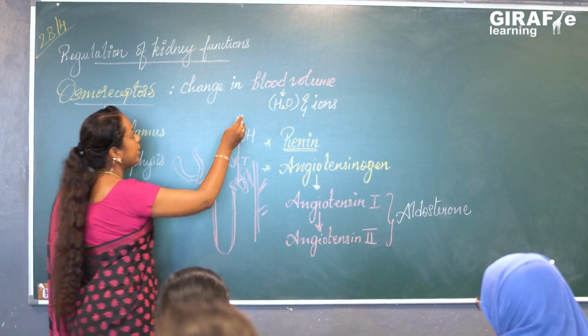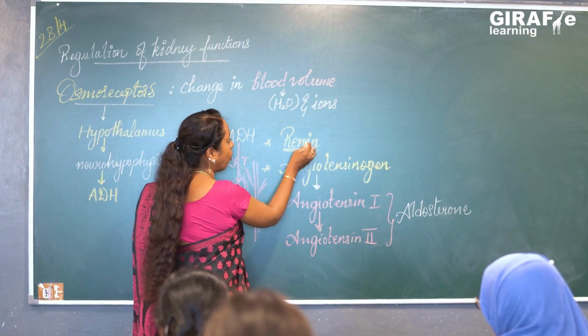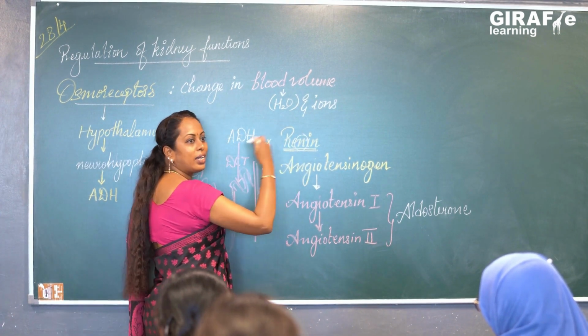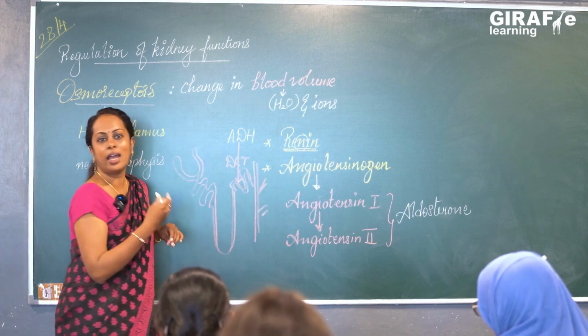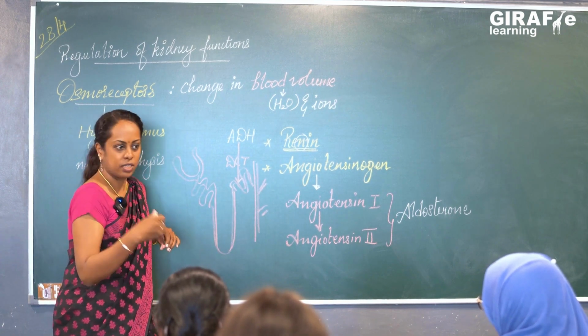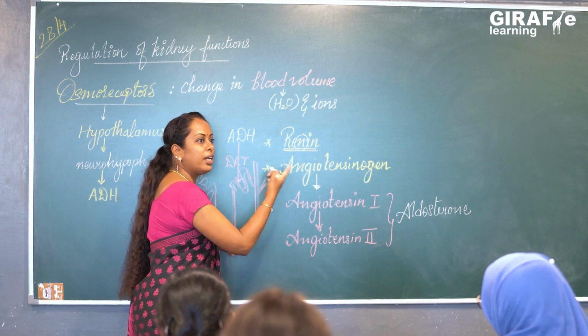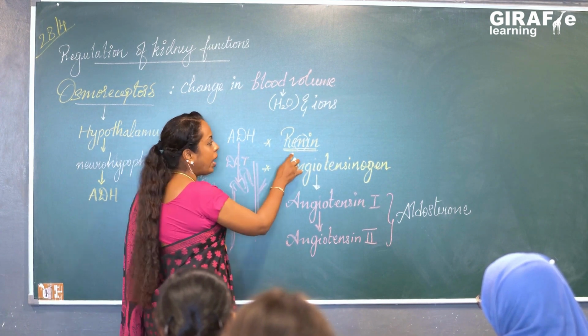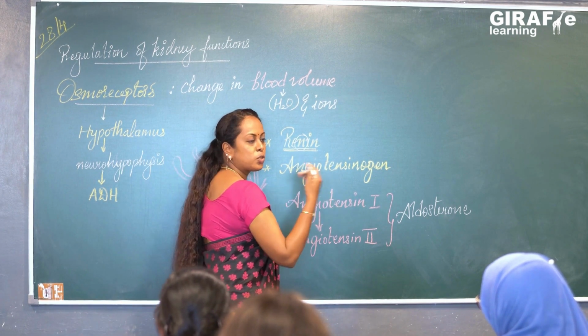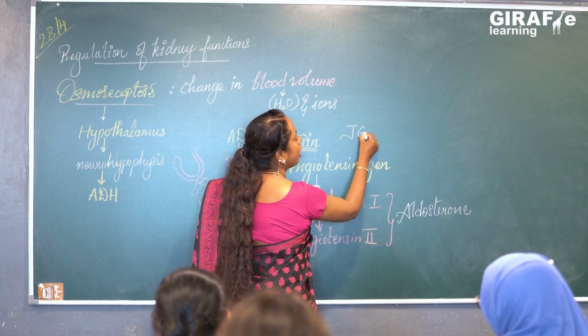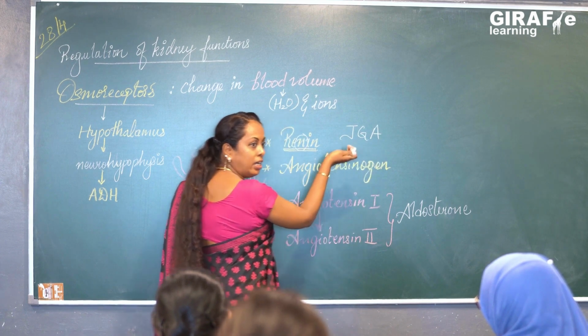Now again, we need to speak about what is called renin. Now what is the difference here? R-E-N-N-I-N, double N, comes with respect to digestive system. Single N means it is excretory system. Where are these particular substances produced? Juxtaglomerular apparatus. Renin is released.